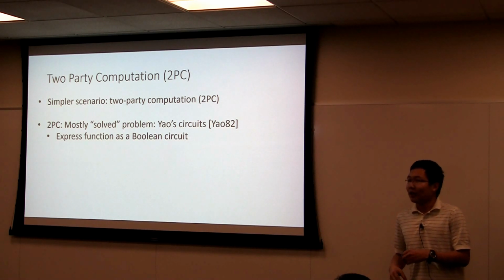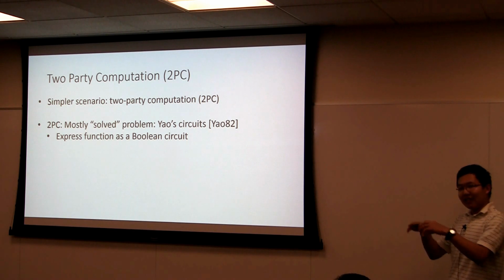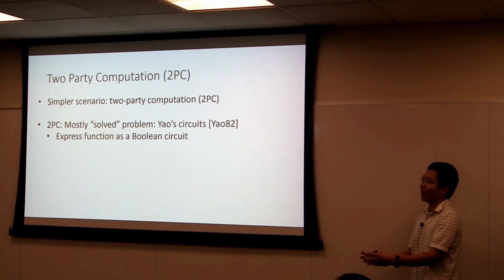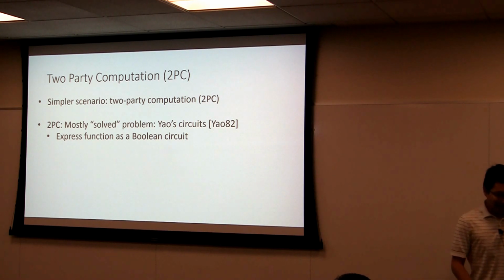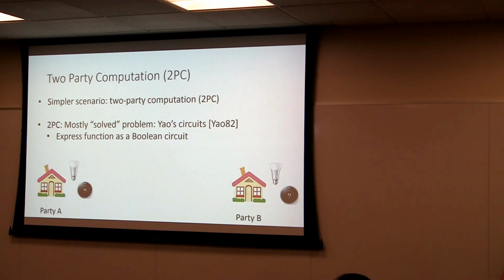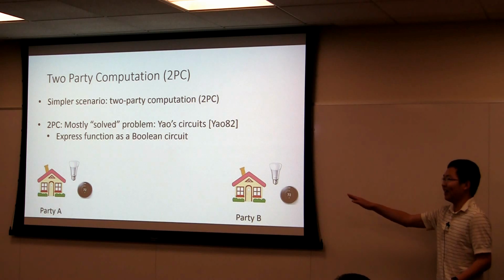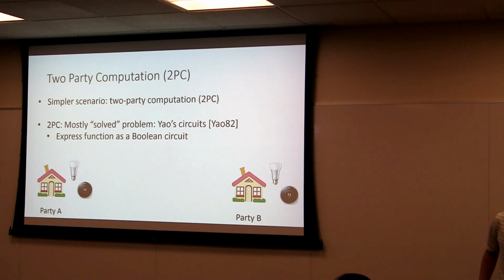In a garbled circuit, we express the function that we want to compute as a Boolean circuit. Then he gave a protocol to privately evaluate this Boolean circuit. The way this works is like this. This is two parties. Let's say we have party A and party B, and they want to compute some function.